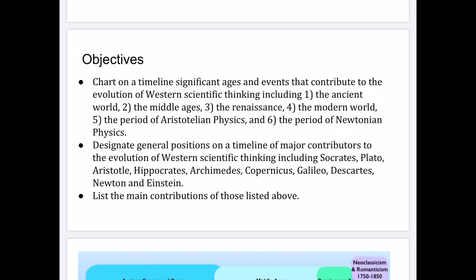And we're not actually getting through all of these objectives today, but here's what they are. Chart on a timeline significant ages and events that contribute to the evolution of Western scientific thinking, including the ancient world, the Middle Ages, the Renaissance, the modern world, the period of Aristotelian physics, and the period of Newtonian physics. Designate general positions on a timeline of major contributors to the evolution of Western scientific thinking, including Socrates, Plato, Aristotle, Hippocrates, Archimedes, Copernicus, Galileo, Descartes, Newton, and Einstein, and list the main contributions of those listed above.